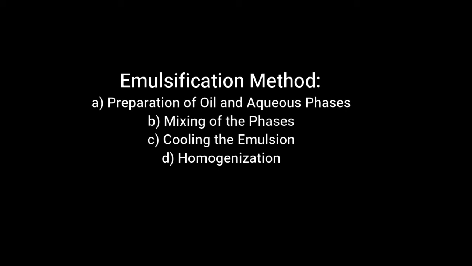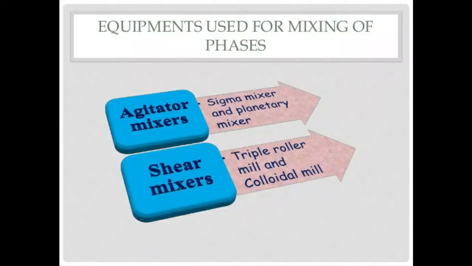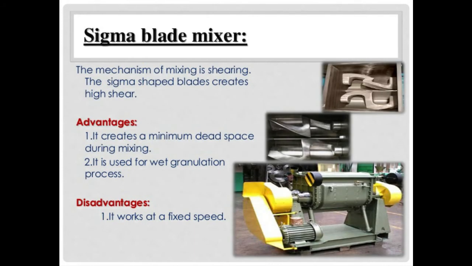In this mixing of phases, we are using some equipment. For example, agitator mixer. In agitator mixers, we are using sigma mixer and planetary mixer. Next one is shear mixer. In these shear mixers, we are using triple roller mill and colloidal mill.